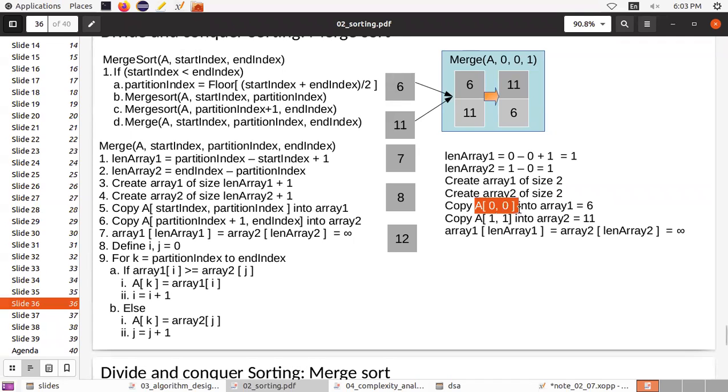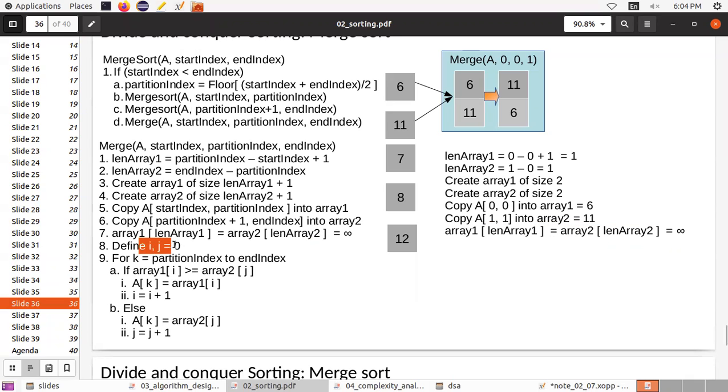And then you're copying a 0, 0 into array 1. Copy a start index, partition index into array 1. Copy a partition index plus 1, end index into array 2. That's what is happening in these two lines. And then the last element in each array is made equal to infinity.